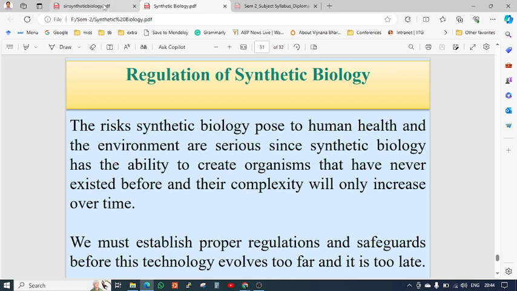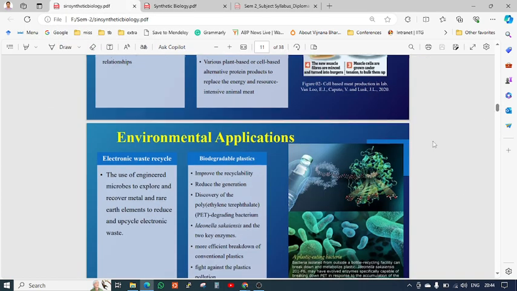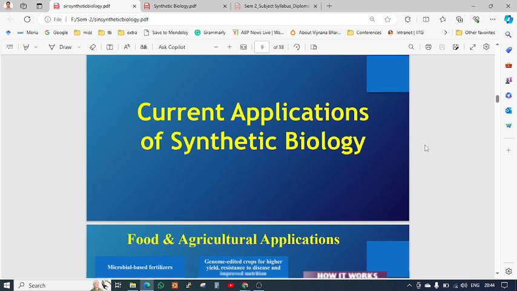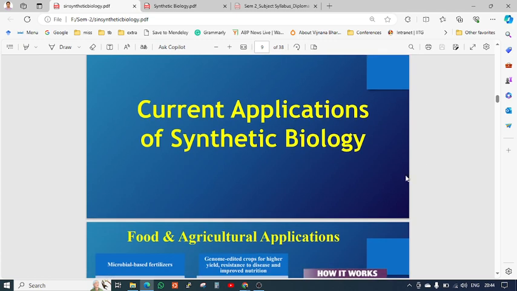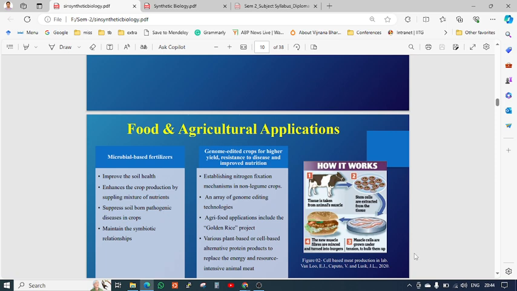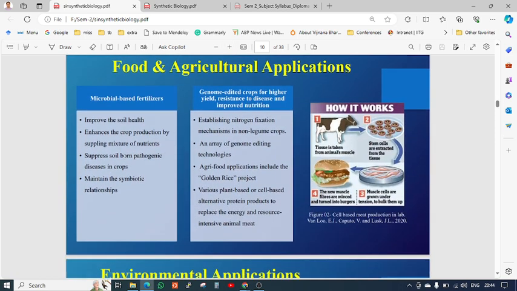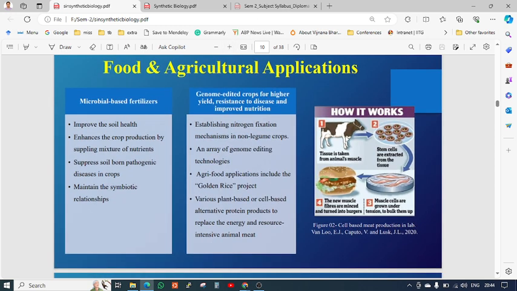So let's see some different aspects of synthetic biology. Current applications of synthetic biology. What are the different current applications? In summary, current applications include food and agricultural applications. Most of this I have already given examples of, that is production of meat and production of milk from cows. Both are nowadays used for agricultural needs.